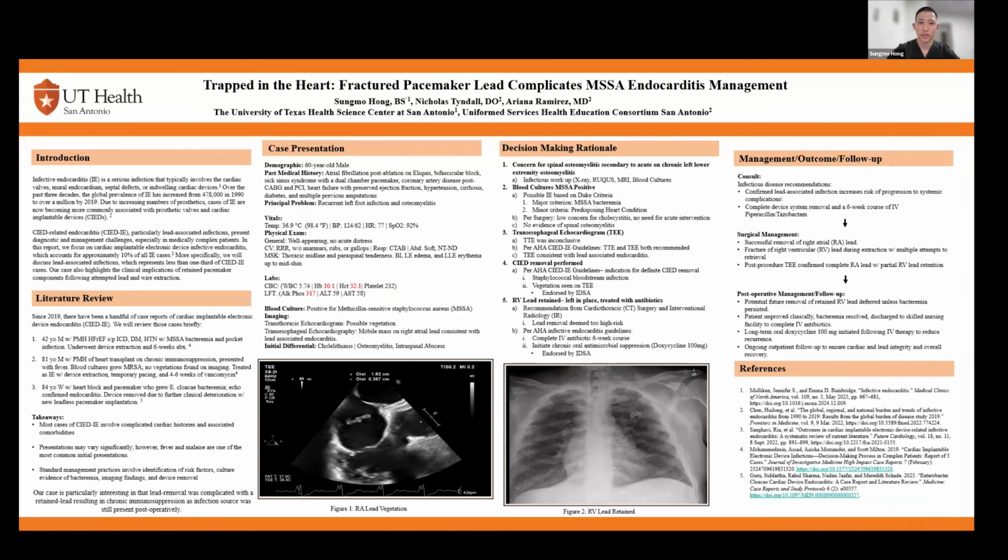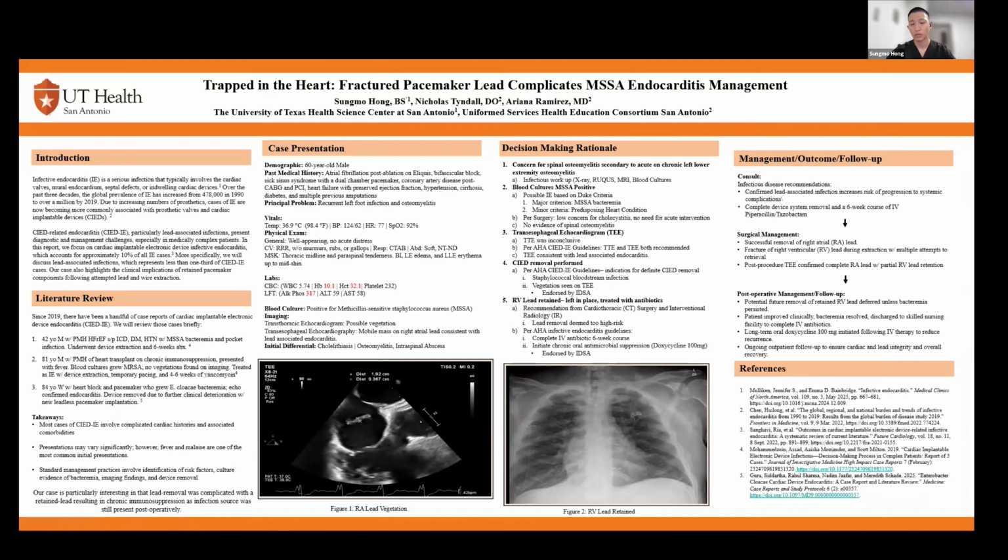So this is a case presentation titled Trapped in the Heart, Fracture Pacemaker Lead Complicates MSSA Endocarditis Management. My name is Sungmo Hong. I'm with the University of Texas Health Sciences Center here in San Antonio, and I also have my colleague here, Nicholas Tyndall. He's at the Uniformed Services Health Education Consortium in San Antonio.